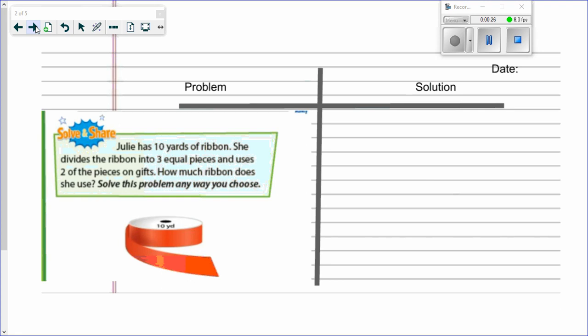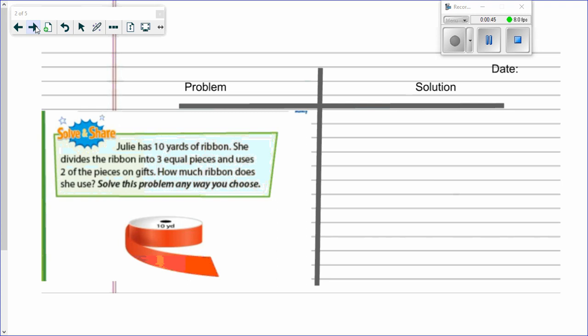Our problem for today says that Julie has 10 yards of ribbon. She divides the ribbon into 3 equal pieces and uses 2 of the pieces on gifts. How much ribbon does she use? Solve this problem any way you choose. So we're going to be multiplying fractions and whole numbers, so keep that in mind.